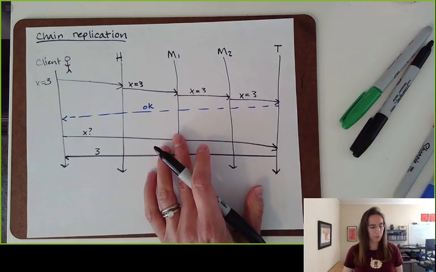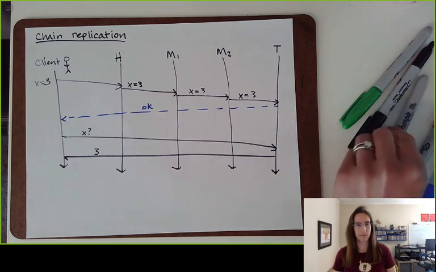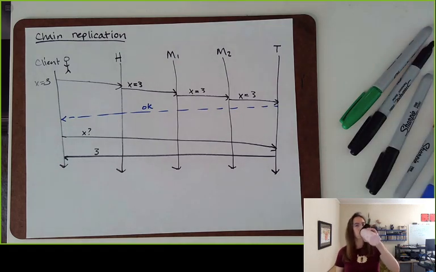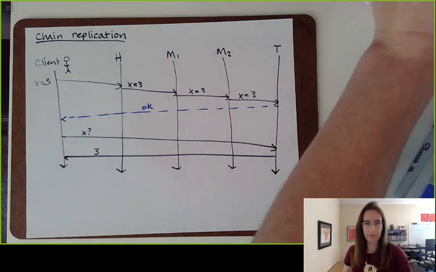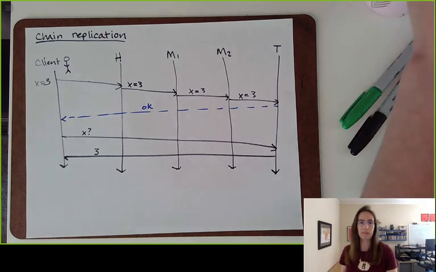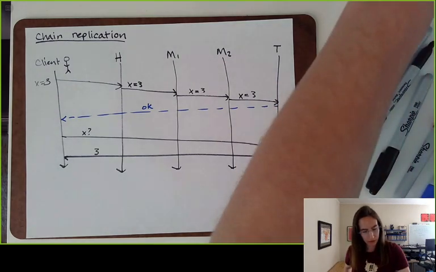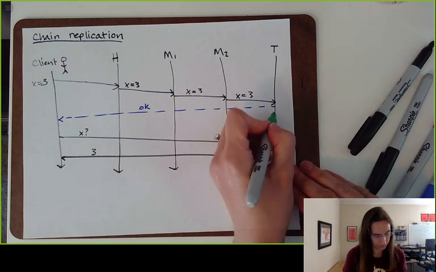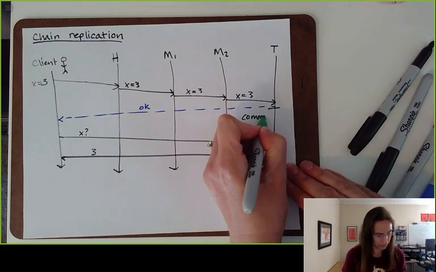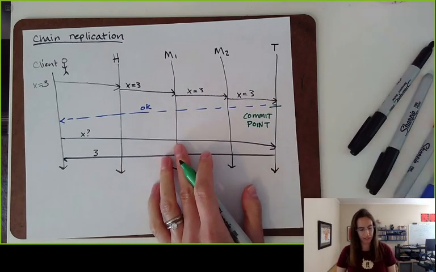So where's the commit point in this picture? That's right, the commit point's going to be right here. So the commit point in this case is actually going to be on the tail.